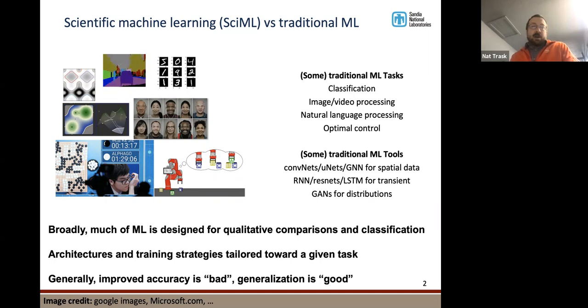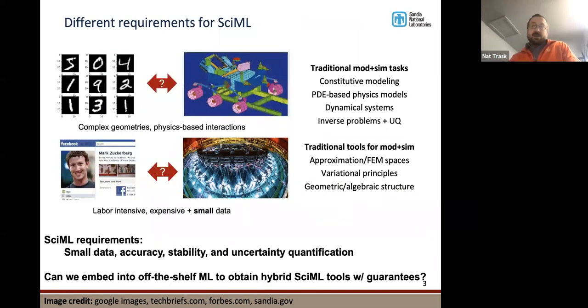But broadly, in this world where you're trying to do classification, in general, having very high accuracy is kind of an issue because it leads to overfitting and so on, right? And so oftentimes people are very happy with a relatively low accuracy because it tends to generalize better. So in the scientific machine learning world, things are a little bit different.